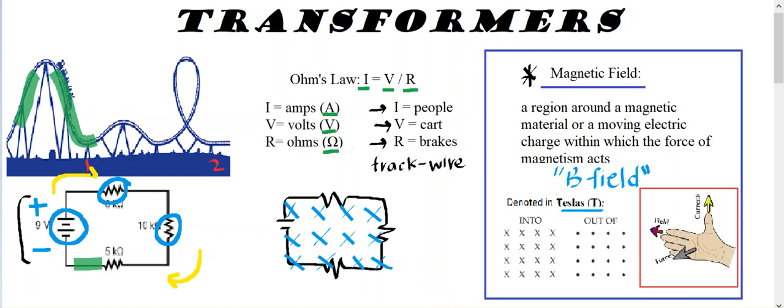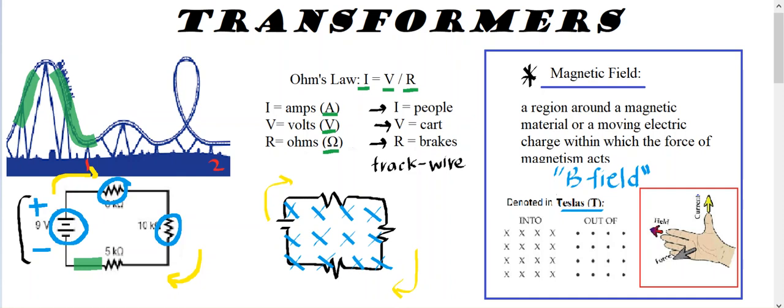So if we were to look at the circuit we have redrawn down here, we remember that the current is traveling from positive to negative, so it's traveling this way, and the B field is into the page because it's denoted as X's.